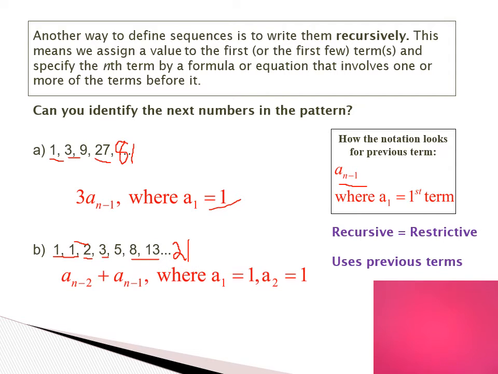So that is called a sub n minus 2. It means two terms previous right here. And then a sub n minus 1, one term previous. And then we gave the first two terms as equaling 1, and then we can start that pattern. That famous pattern is called the Fibonacci sequence. And it's found in nature all over the place. Hopefully we'll be able to explore that a little bit more in future lessons.